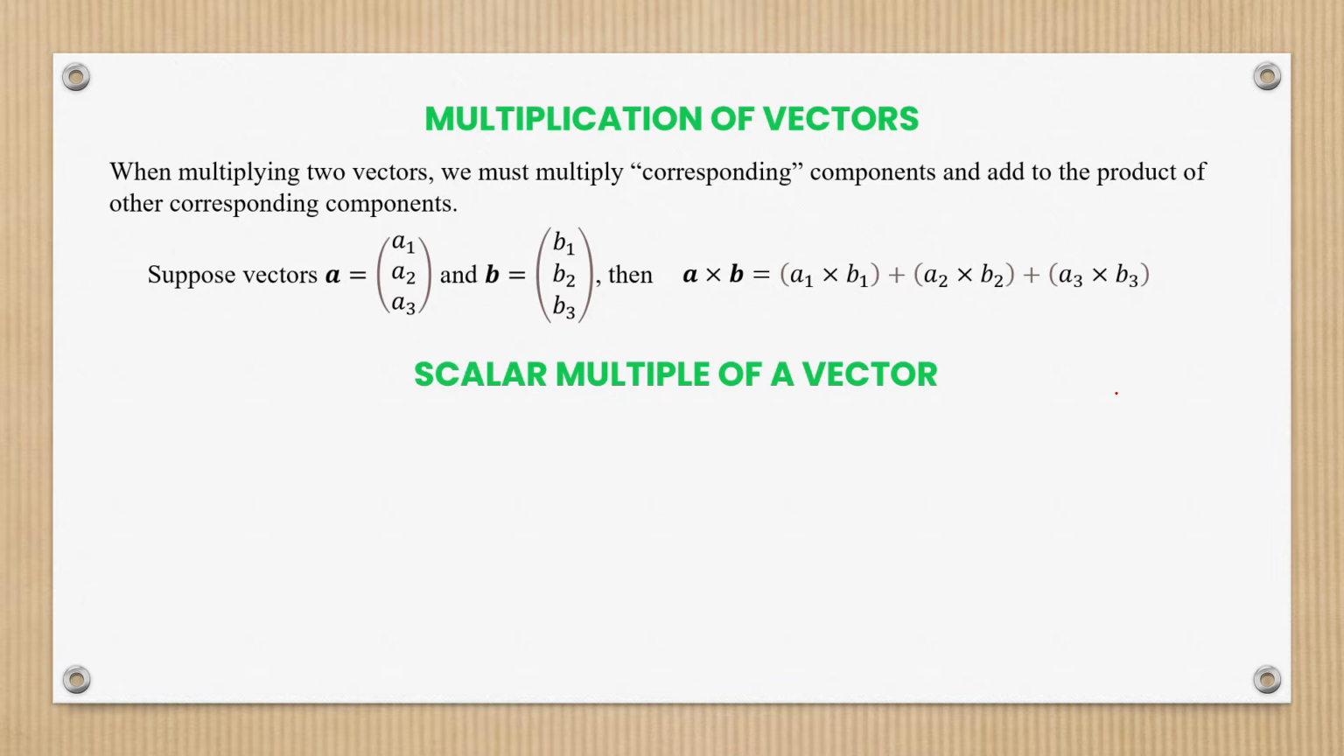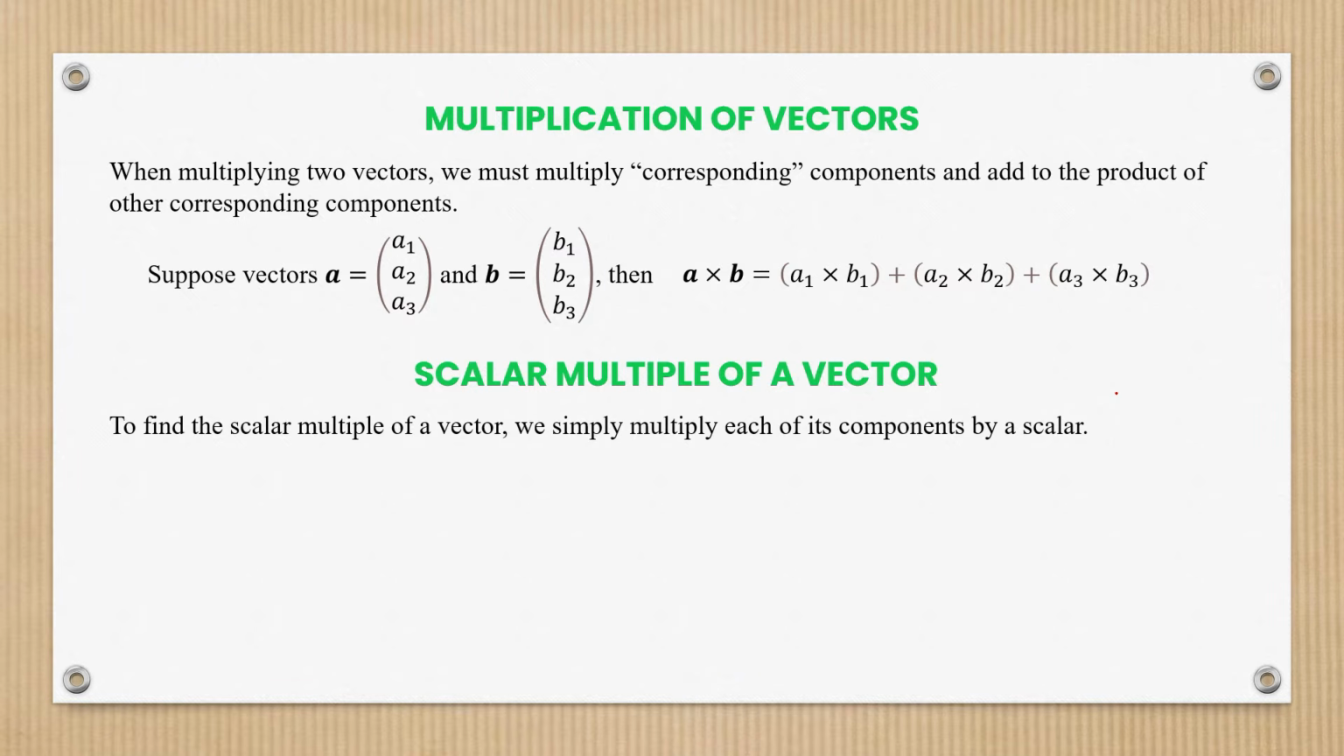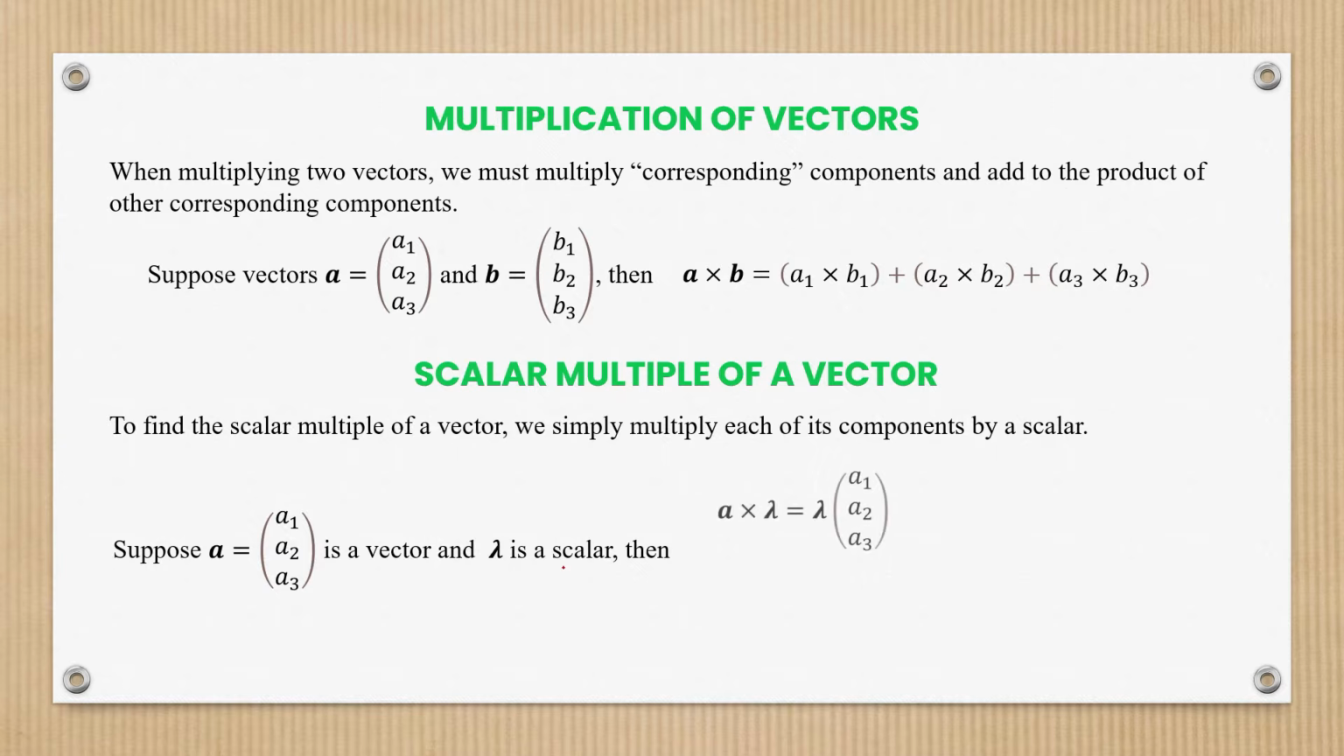Let's look at a scalar multiple of a vector. Now to find the scalar multiple of a vector, we simply multiply each of its components by a scalar. Suppose A is equal to A1, A2, A3 is a vector and lambda is a scalar. Then A times a scalar. Now remember that this can be a number, any number. It can be a number like 2.